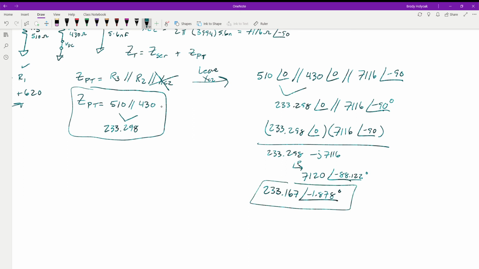Now, if we compare these two values, we have less than, well, we have what? 1 or 0.111 ohms difference, which, compared to 233, is nothing. It's not even a drop in the bucket. So this is just going to prove why we can do this, because this value in parallel is not going to affect this very much.